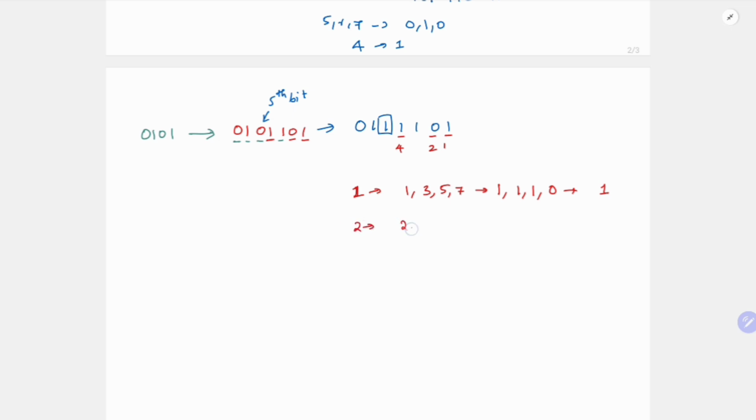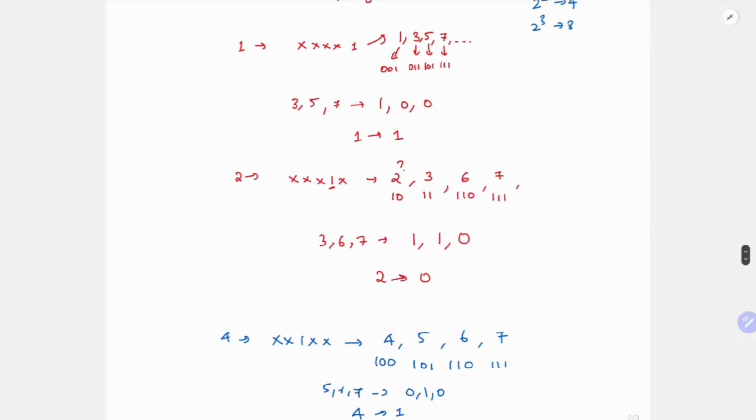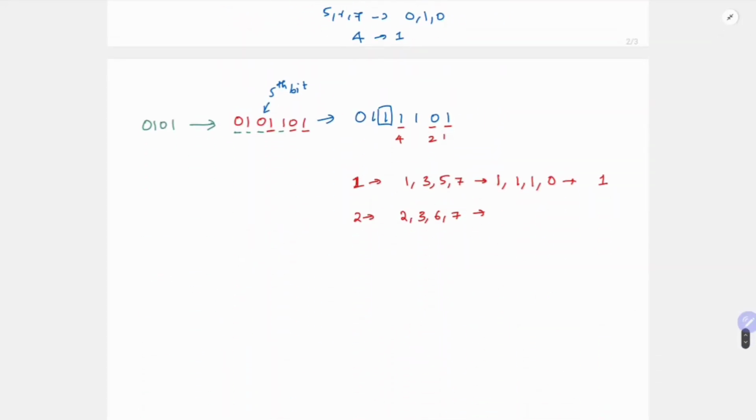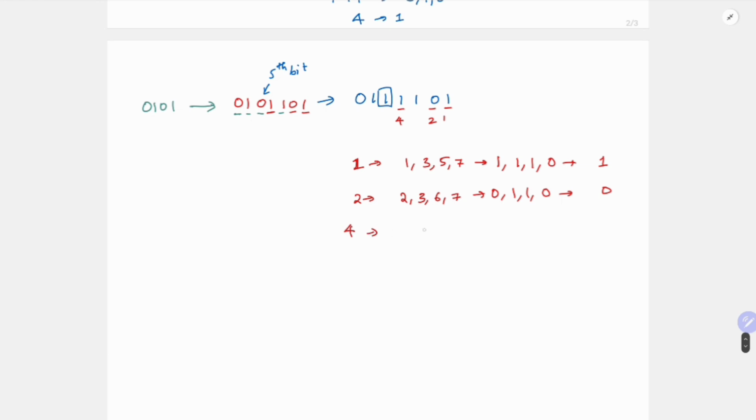So for 2, what all we had? 2 we had, then 3, then 6, then also 7 we had. So 2, 3, 6, 7. 2 is 0, 3 is 1, 6 is 1, 7 is 0. So here we have even parity, we need to add 0. Next is 4. For 4 we add 4, 5, 6 and 7. 4 is 1, 5 is 1, 6 is 1, 7 is 0. So here you have odd parity, so you need to put 1.